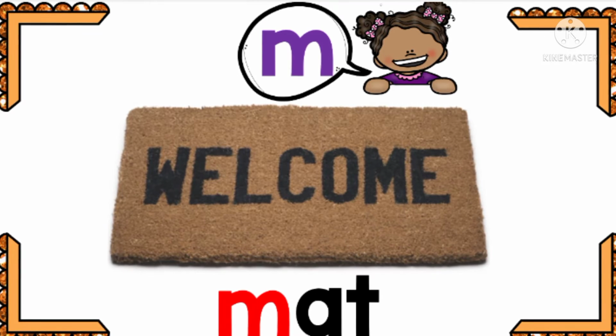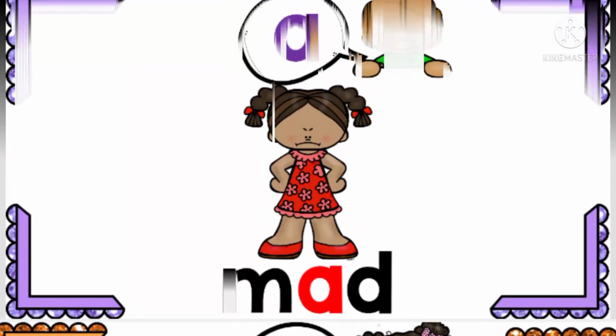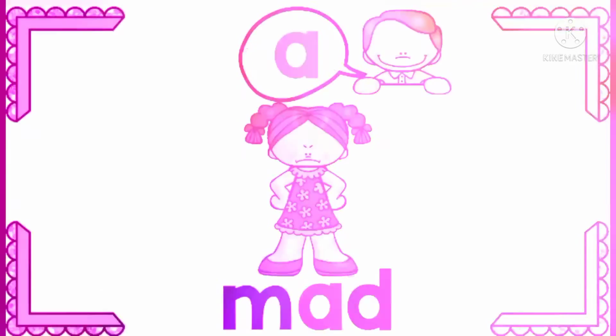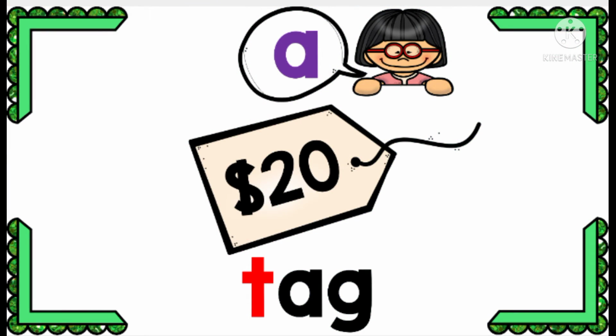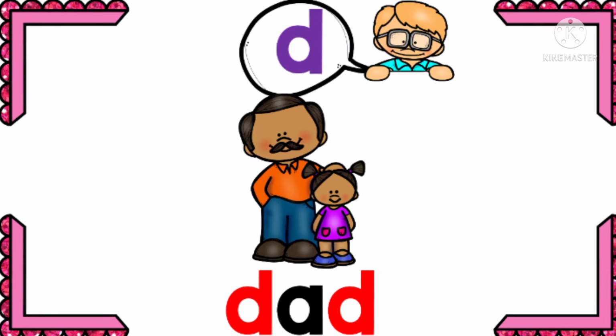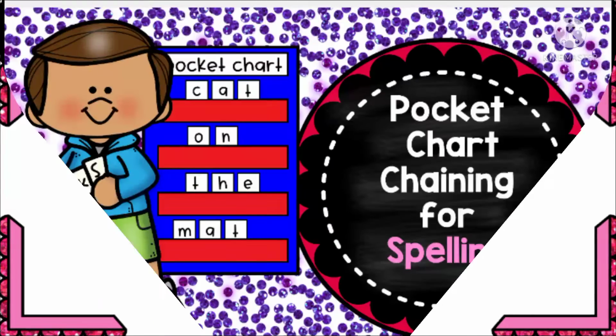M, a, ts. That is mats. M, a, d. Mad. Ts, a, g. Tag. D, a, d. Dad.